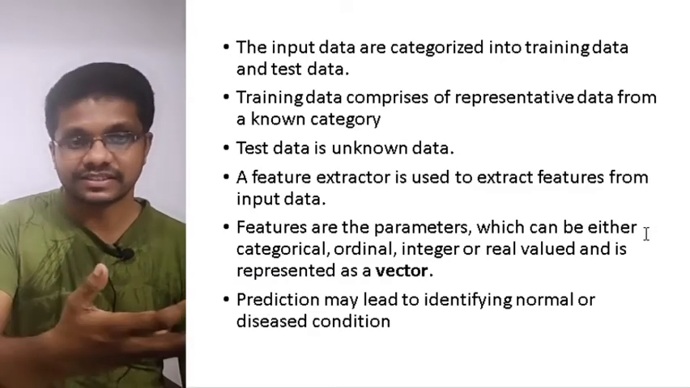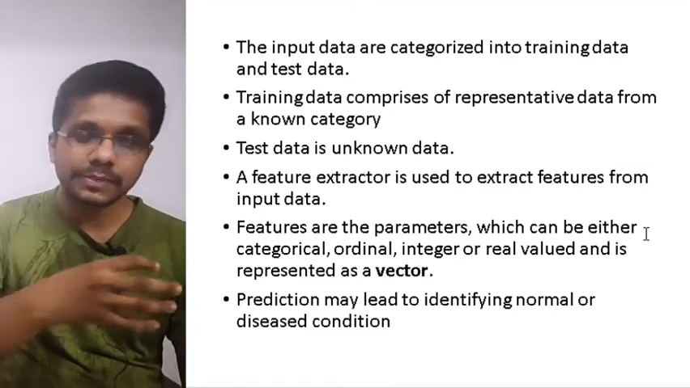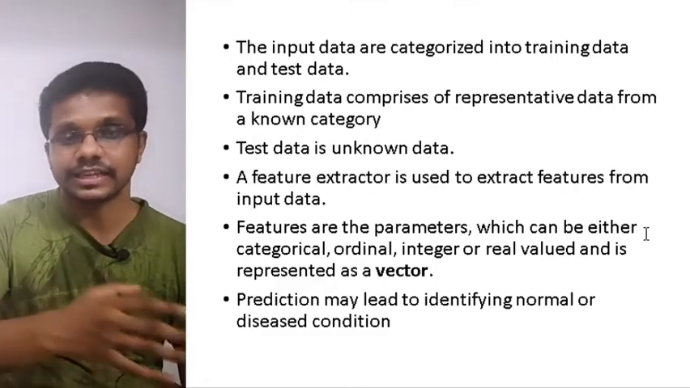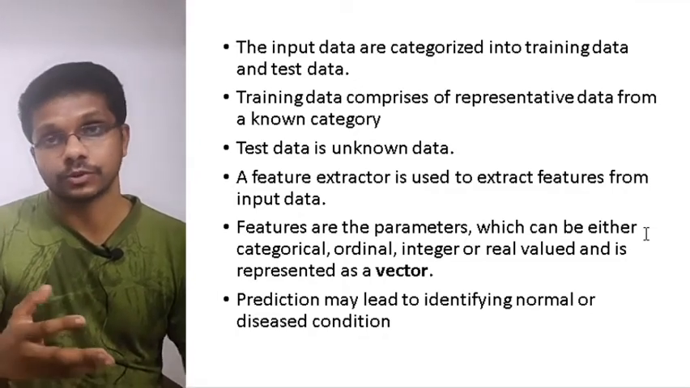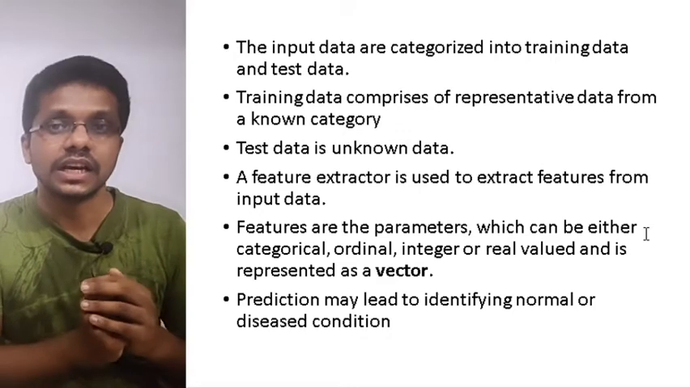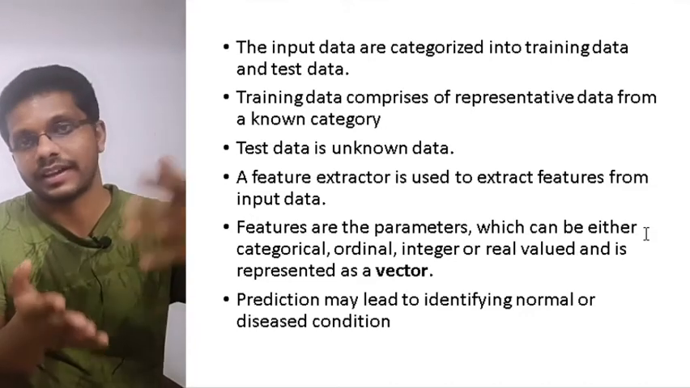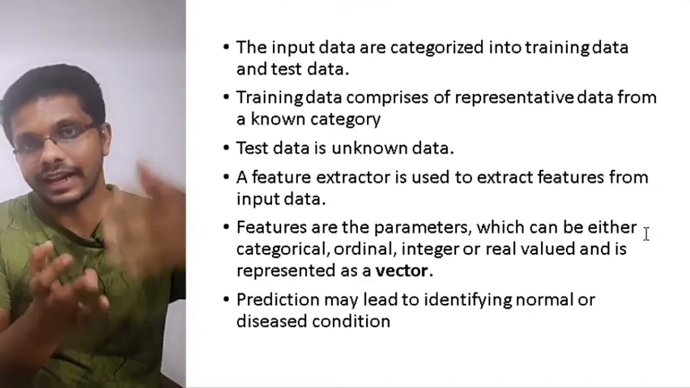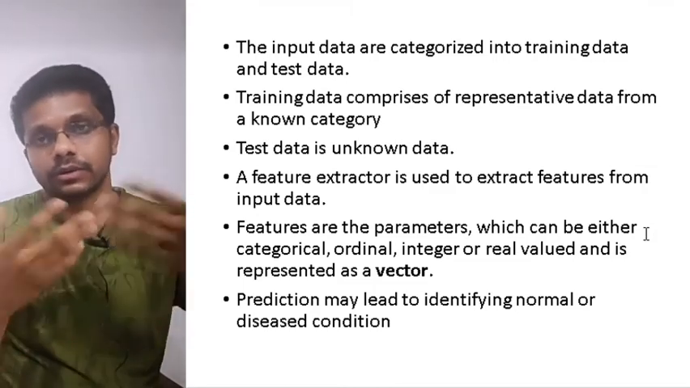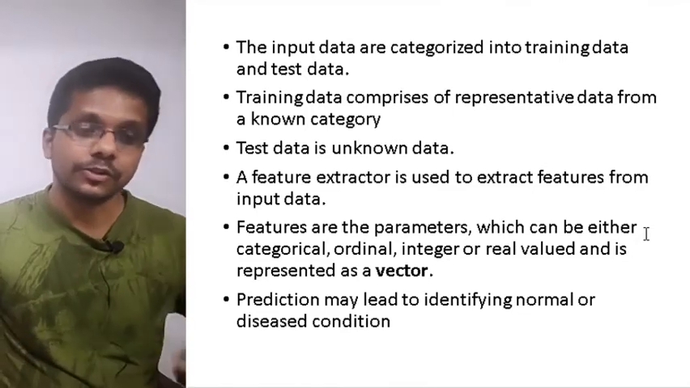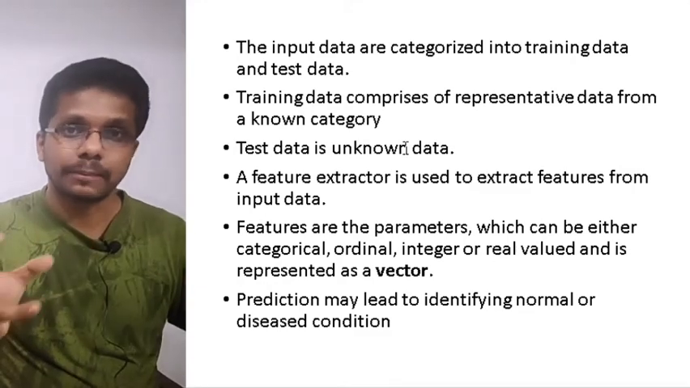We use a feature extractor to extract the features from the input data, and based on these features we classify the data into different groups, and the prediction may lead to the identification of a normal or disease condition. Once we have made the classification based on the predefined features, if our test data belongs to one of these groups, and if that group is associated with a disease condition or a special condition, there is a probability that our protein or our DNA sequence is associated with that gene. So that is how we can make predictions.